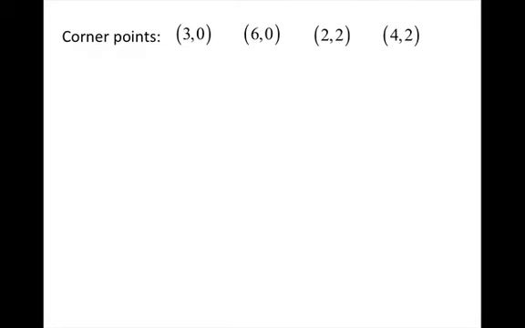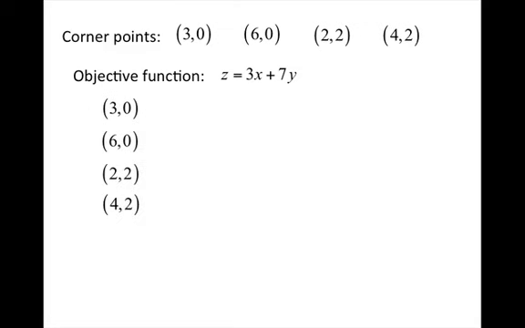So let's go back to our list of corner points. I have (3, 0), (6, 0), (2, 2), and (4, 2). I'm going to plug each of these into my objective function, which is z equals 3x plus 7y. So if I plug in the (3, 0), I get 3 times 3 plus 7 times 0, which is just a 9. If I plug in the (6, 0), I get 3 times 6 plus 7 times 0, which is 18.